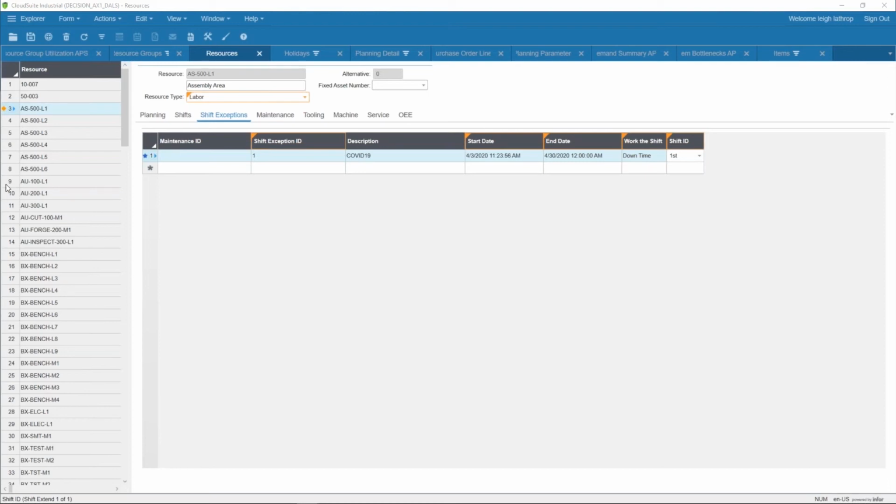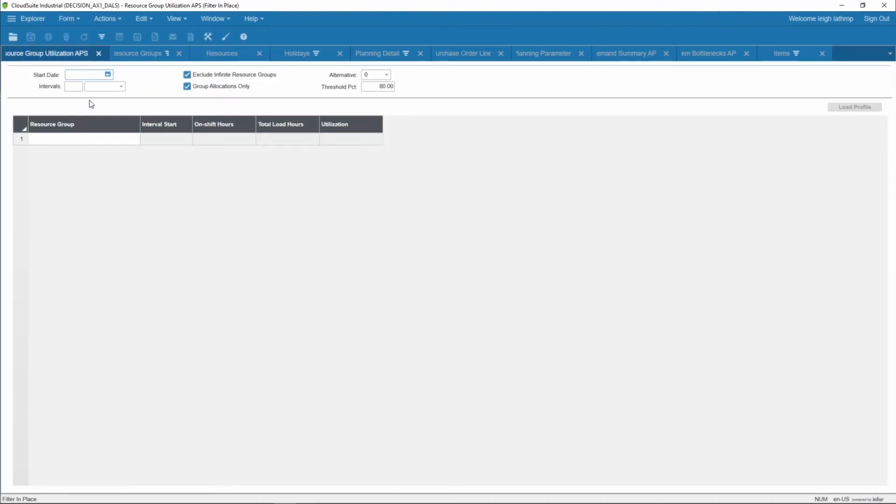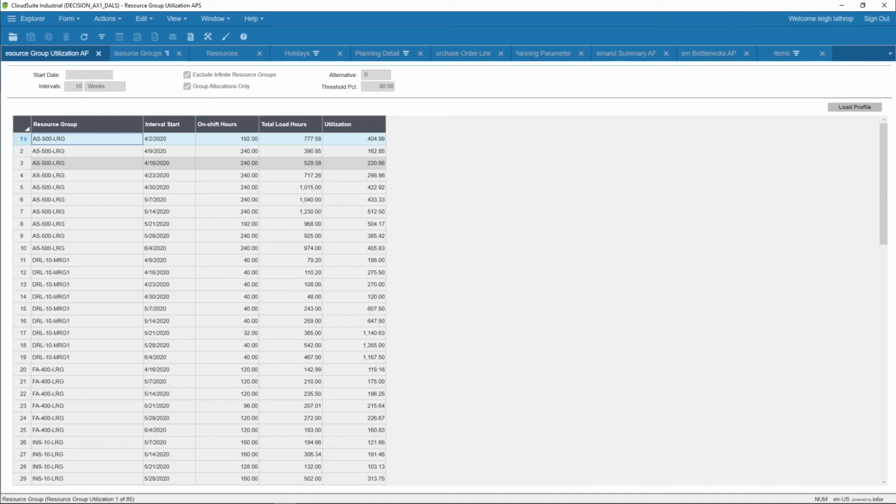Resources. And then we come into our resource group forms and we take a look out here and we say, I want to look 10 weeks out at this resource group with a threshold of 80%. And when we go and we look at that resource group, it shows us the utilization. And the utilization numbers are on shift hours against total load.